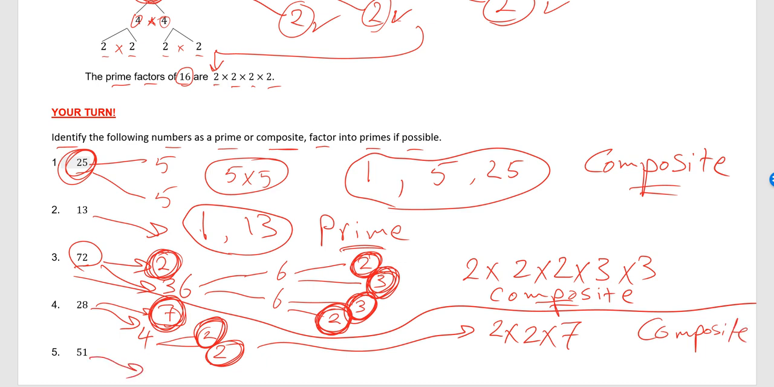51. Now that looks like an interesting number. If you try some factors for it, obviously you'll have 1 and then you'll have 51. But guess what? It is also divisible by 3. So what do you get when you divide 51 by 3? Well, you get 17. So these are the factors for 51. And 51 is considered a composite number.